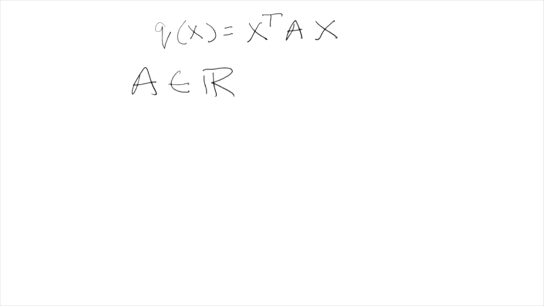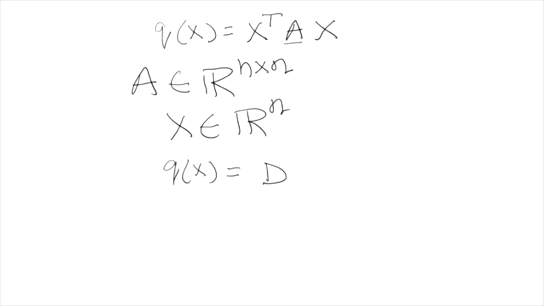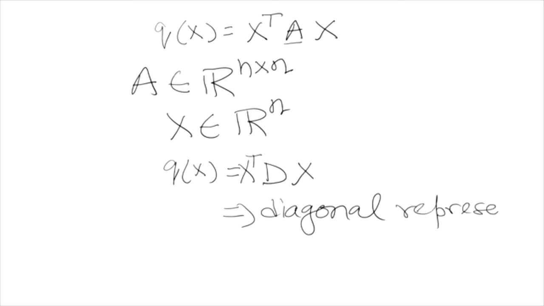As you know, in the last lecture I defined a positive definite quadratic form as Q of x equals x transpose A x, where A is a symmetric matrix of order n and x is a vector from the n dimensional vector space. Now, if this matrix A becomes D, meaning we have a diagonal representation of A, then the corresponding quadratic form, that is x transpose D x, is called the diagonal representation of the quadratic form.